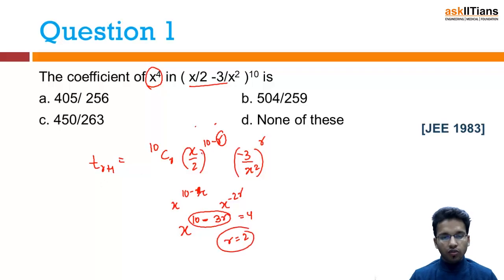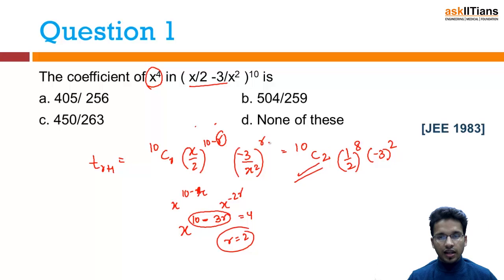Now you can put r back here and get the coefficient. So it will be 10c2. You are not requiring x's anymore, you just need the coefficient. So that will be 1 by 2 raised to power r, and this will be minus 3 raised to power 2. Now that will be your answer. You can just simplify it and get the answer. Okay, so this was quite easy, but still this kind of questions definitely appear in JEE Mains. So this was specifically put so that you know that in JEE Mains the level is still not that high, but obviously we will have some advanced level questions after this also.